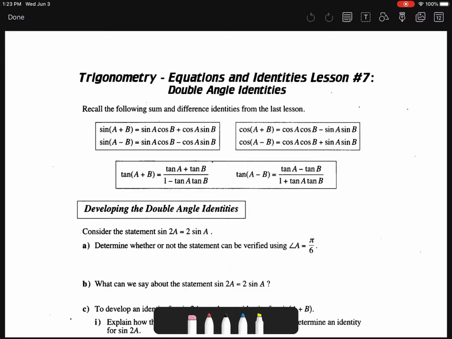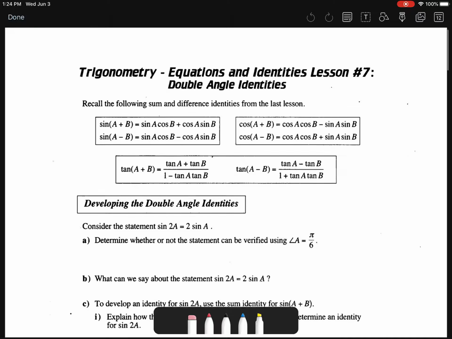Okay, so you can see there are 6 there. A sum and a difference identity for all of sine, cosine, and tangent. And again, there's no need to memorize those. Those are always provided for you on a formula sheet or in the lesson, as you can see here.